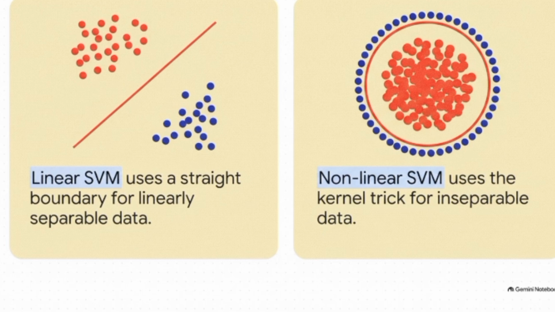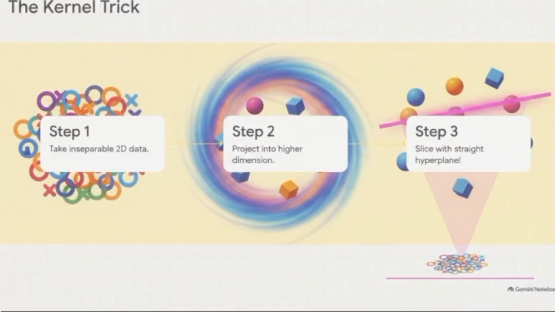We have two approaches. A linear SVM handles data that can be separated cleanly by a straight boundary. But for that messy, curved data, we need a non-linear SVM, which deploys our superhero's ultimate secret weapon, the kernel trick. This builds into something truly magical. The kernel trick is essentially a reality-bending mathematical maneuver. Here is how it works.